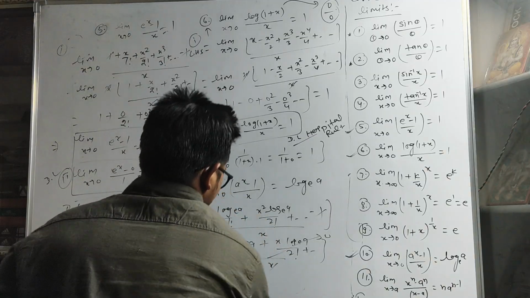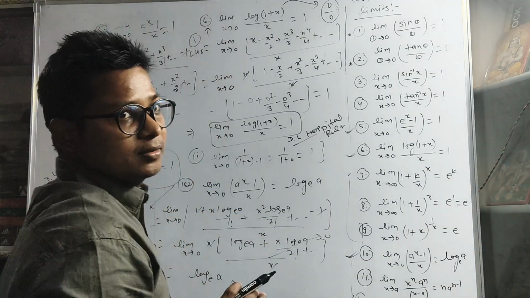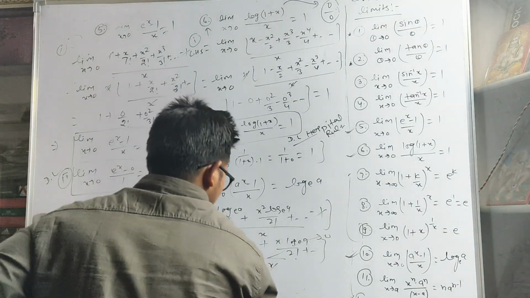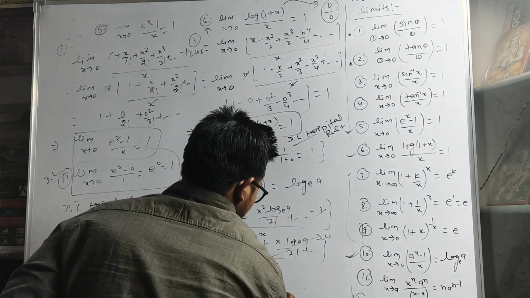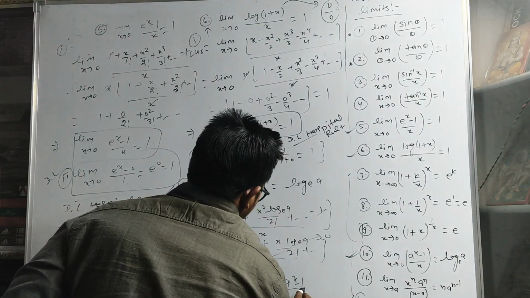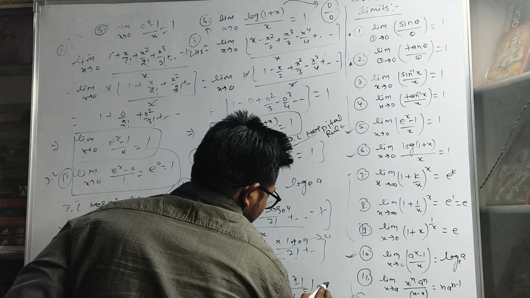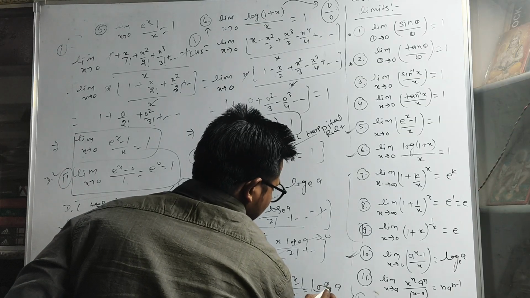Okay, so this is the result in both methods. So we can write here limit x tending to 0 of a to the power x minus 1 upon x equal to log a at base e.